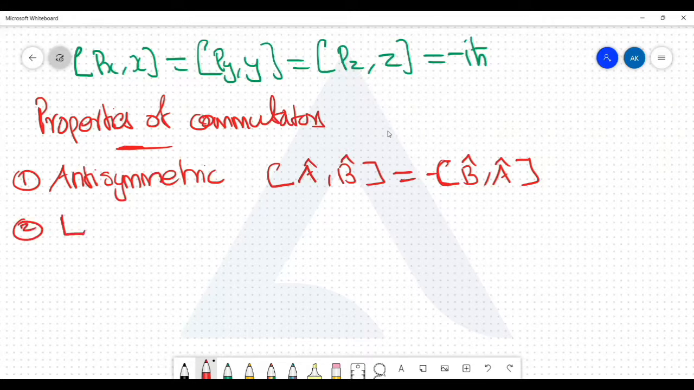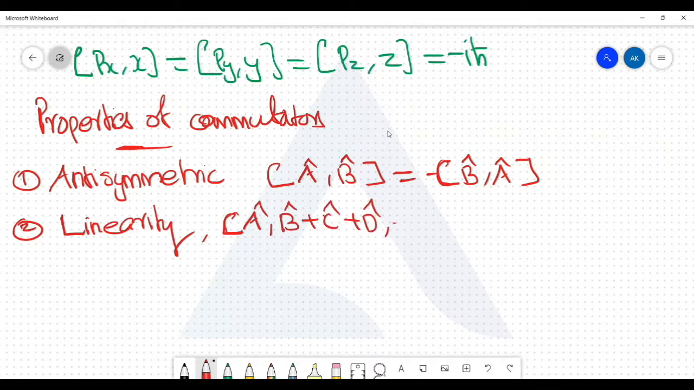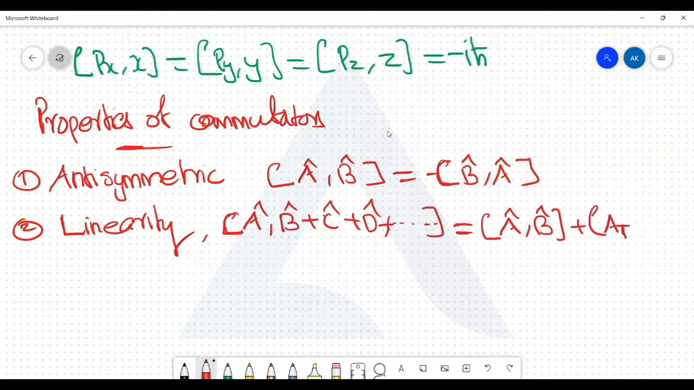The second one is linearity. Linearity means the commutator of A with B plus C plus D plus etc. If you have something like this, you can split it into the commutator of A with B plus the commutator of A with C plus the commutator of A with D plus etc. We can split it. This is called linearity.